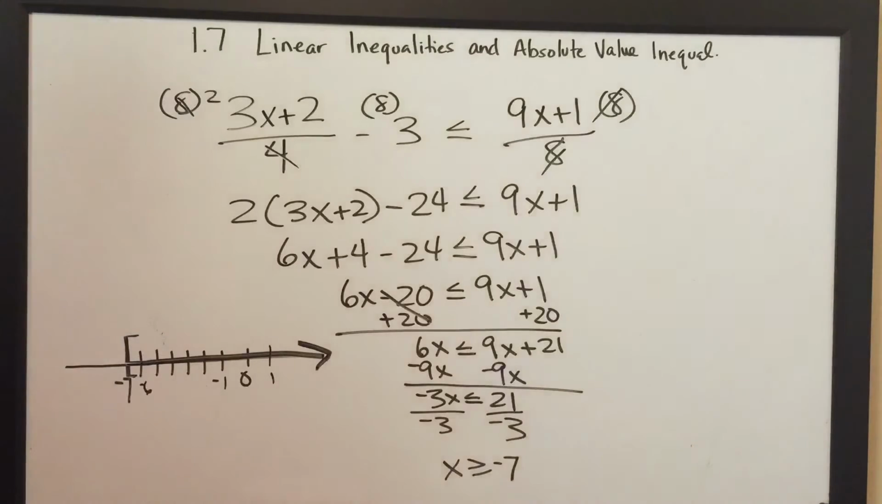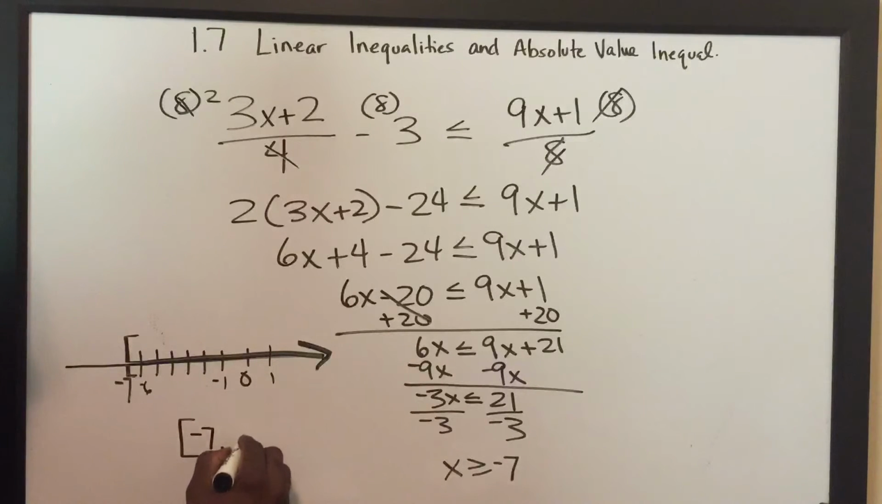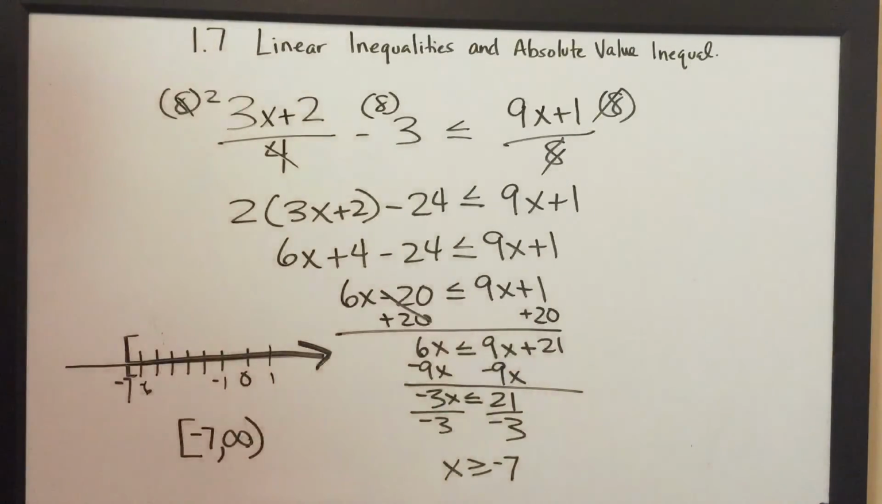And then if we had to write this in notation, it would be negative 7, comma, infinity. Why infinity? Because it goes on forever. Everything that way is greater than or equal to negative 7. All right, that's what that is saying. The solution set consists of all real numbers that are greater than or equal to negative 7. So that's it for that problem right there. Let's do one more.